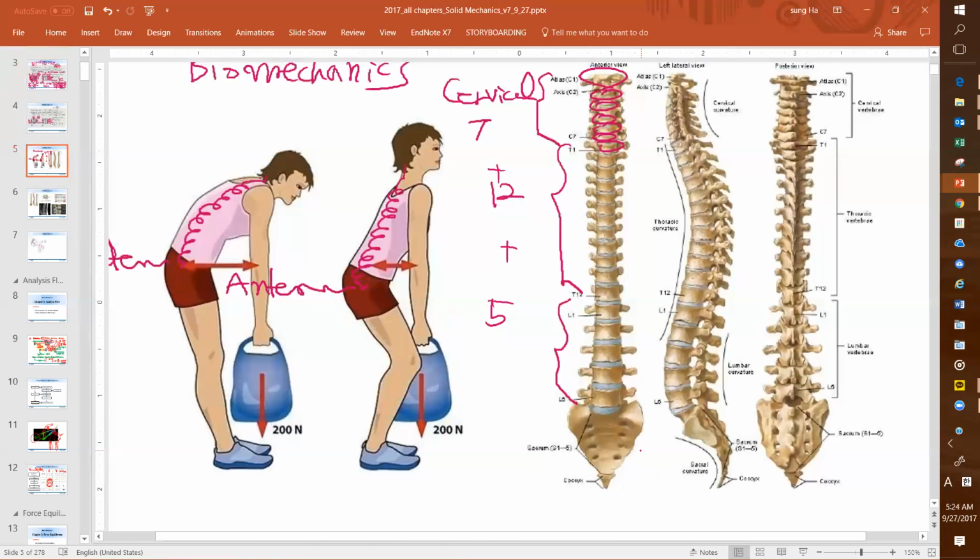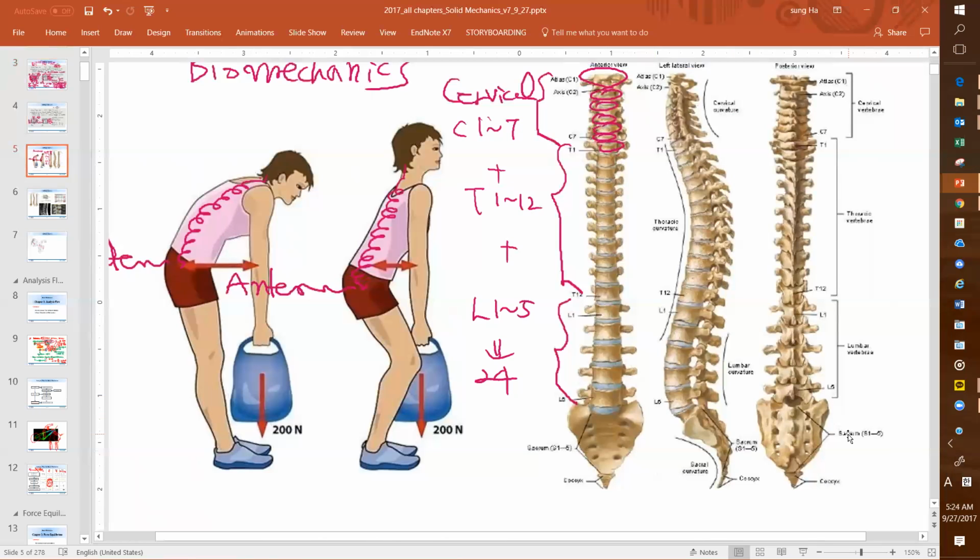Okay, so this is L, this is T, and this is C. C1 to C7, T1 to T12, and lumbar L1 to L5. So totally 24 pieces.